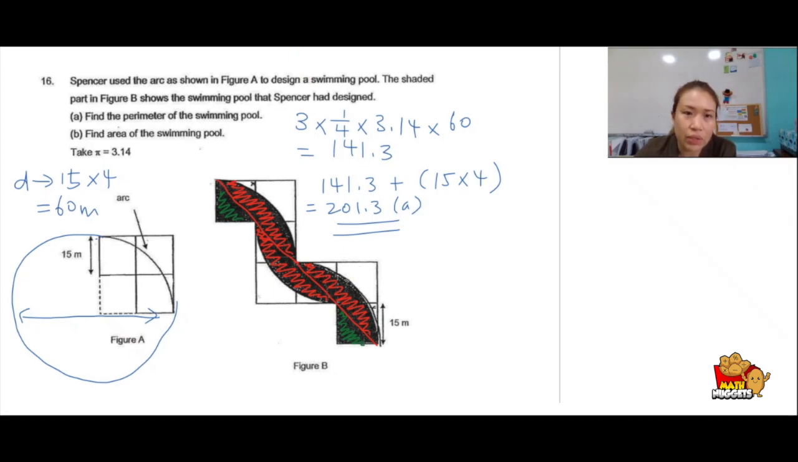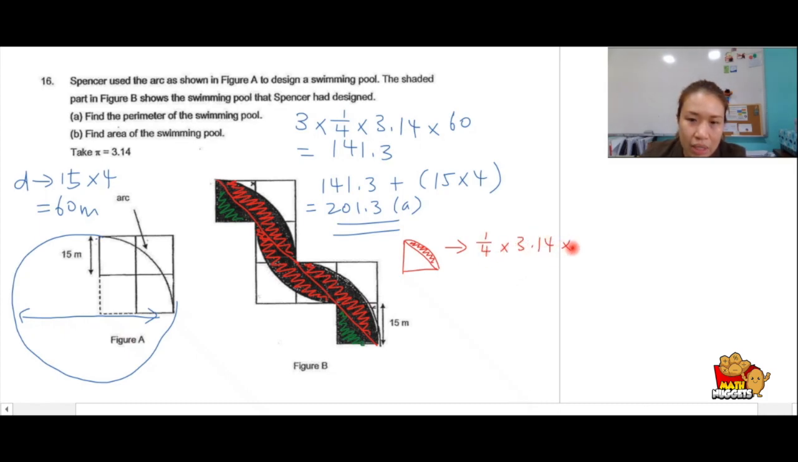Okay, let's find the half leaf first. In the first place, how do we find the half leaf? If you take a quadrant minus a triangle, you'll be left with a half leaf. So let's find 1 half leaf. Quadrant, quarter times pi times radius times radius. Radius is 30 times 30. This is only the quadrant. So let me just erase this. Okay.